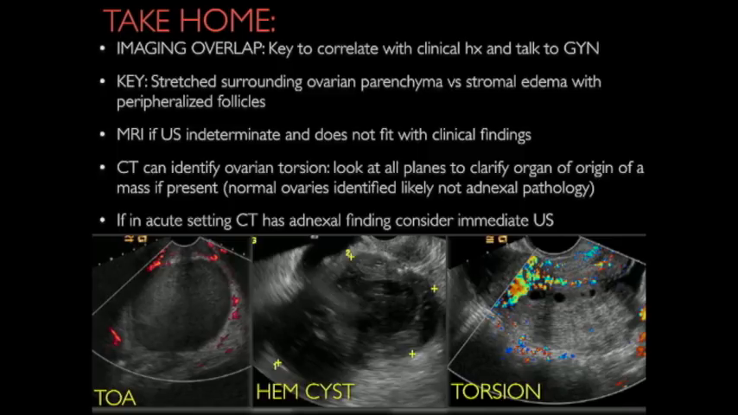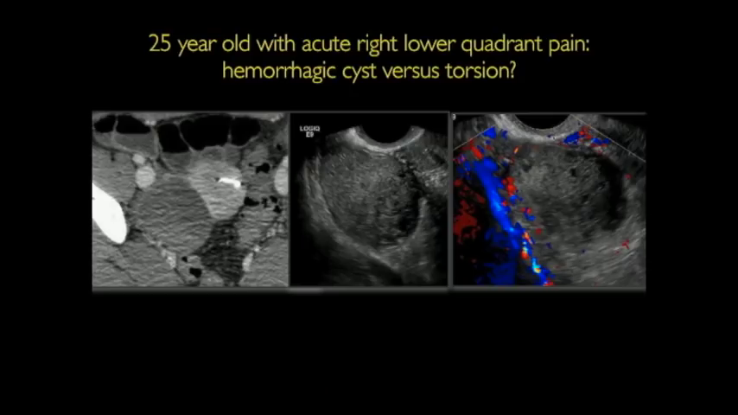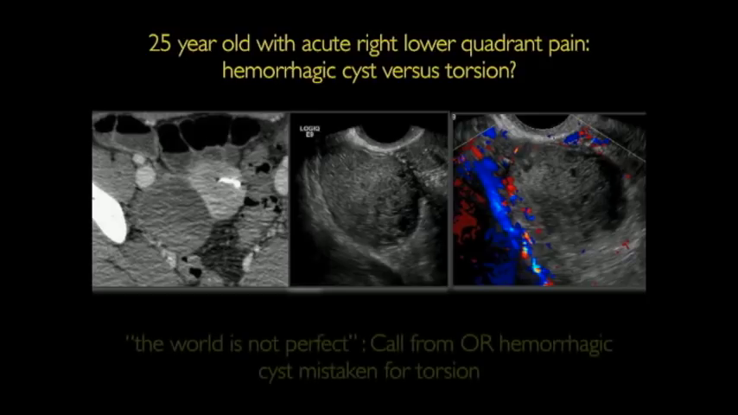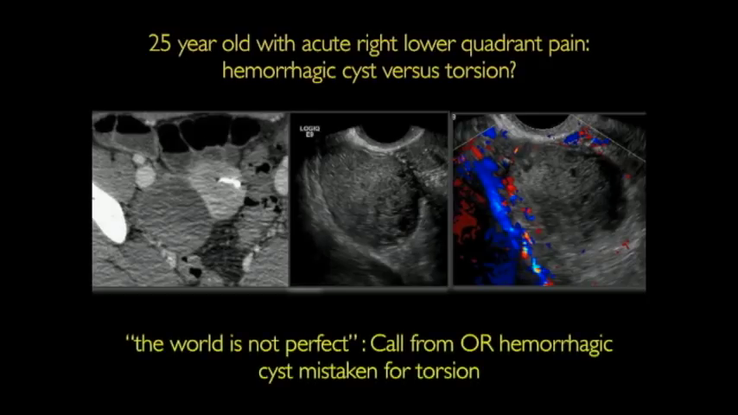And so, after all this, I wanted to see what you think. This is a 25-year-old with acute right lower quadrant pain, hemorrhagic cyst versus torsion. Does it look like a torsion? Does it look like a hemorrhagic cyst? What do you think? Well, the world is not perfect. Again, I got a call from the OR. The hemorrhagic cyst was mistaken for a torsion.